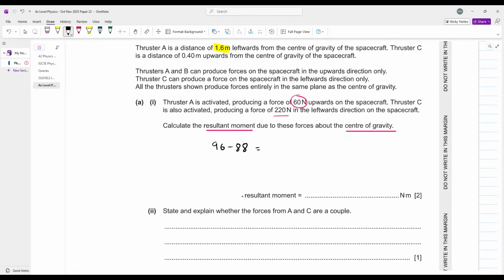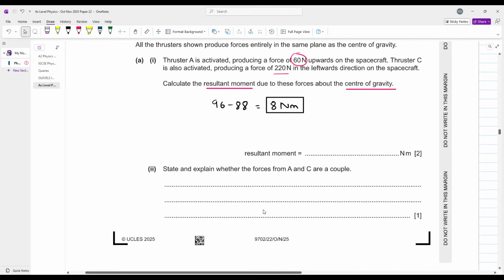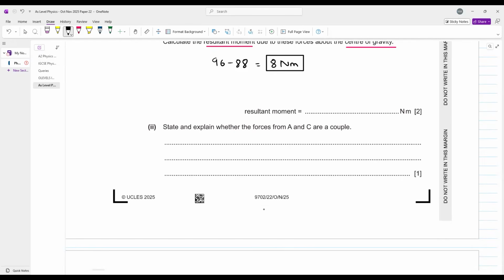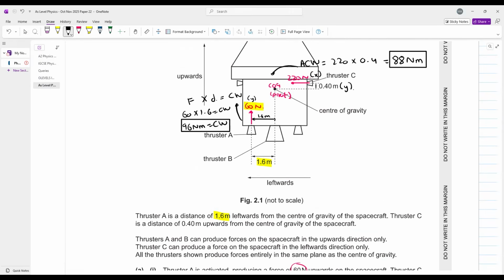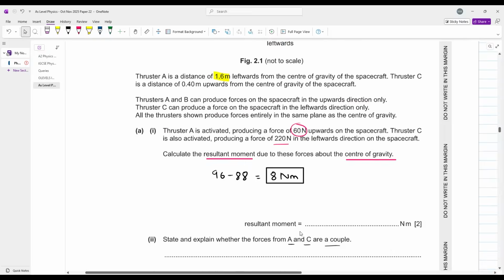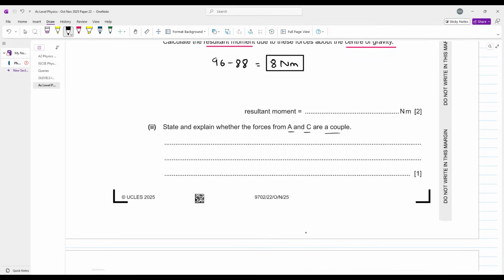96 minus 88. 8 Newton meter is your resultant moment. Simple. State and explain whether force A and C are a couple. They are not a couple because they are not equal. Force A क्या है? 60 Newton. Force C क्या है? 220 Newton. They are not equal, hence they are not a couple.